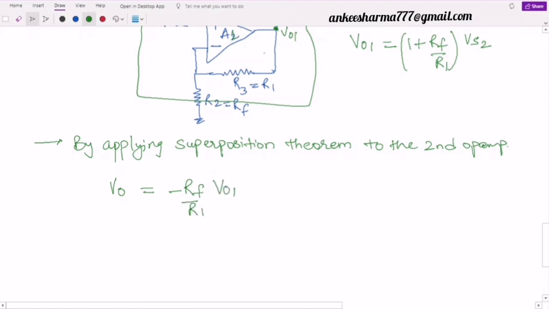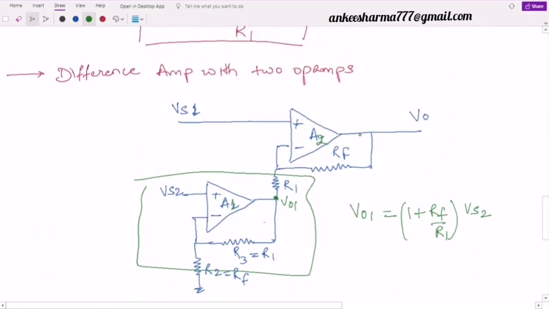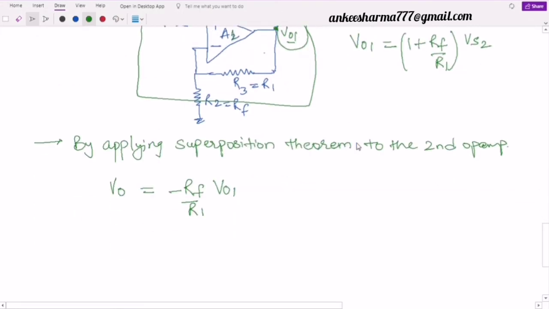V01. It is quite obvious. If I am taking only this V01 and making this Vs1 equal to 0, then the output voltage will be equal to minus RF by R1 of this input voltage, that is V01. So I got this value.